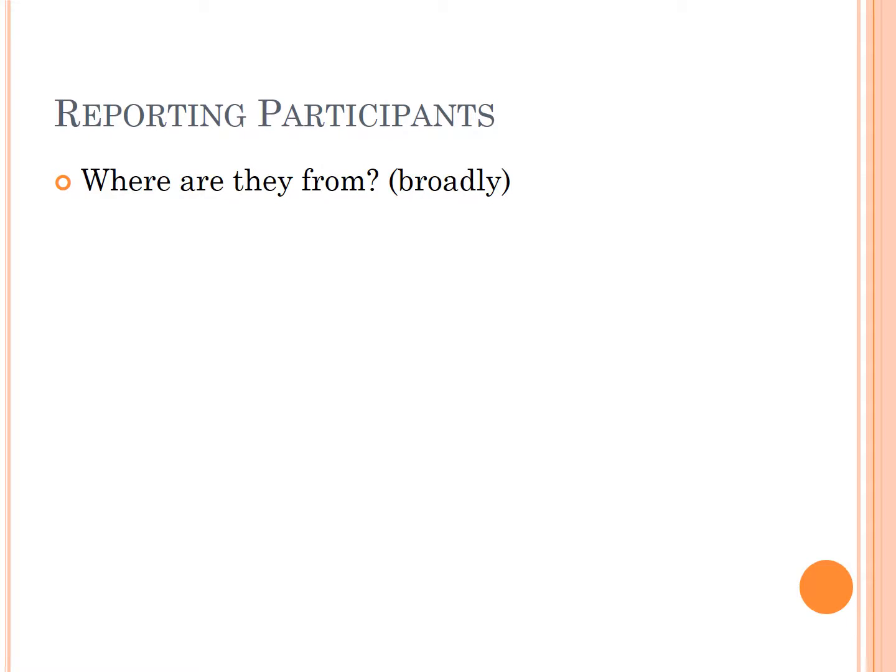So for instance, you might start with what country are they from, which region of the country, which state, and maybe include what type of institution. So a typical example might be that participants were recruited from the Northeast region of the United States from post-secondary institutions.